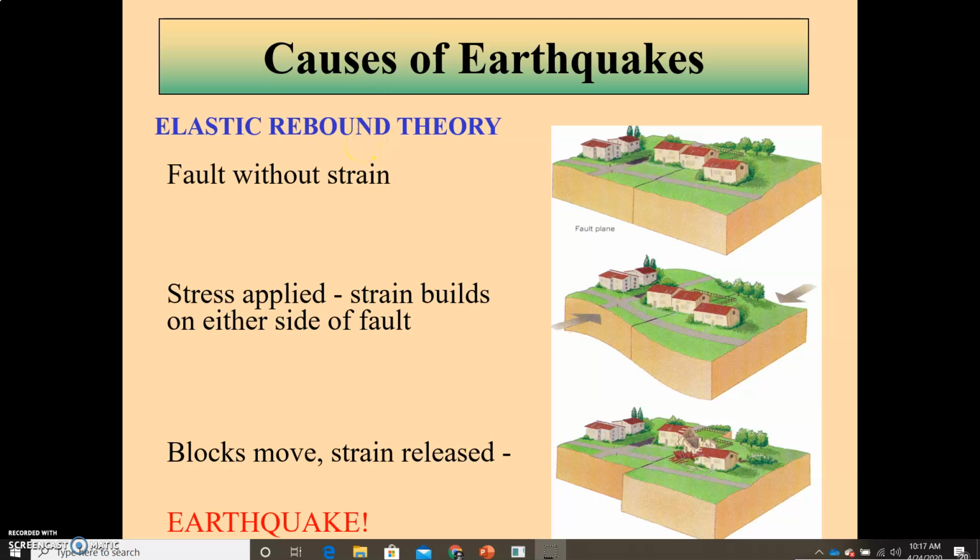So I'm going to stop here, and then we'll start up and talk more about the different types of earthquake waves that propagate through the Earth's crust.